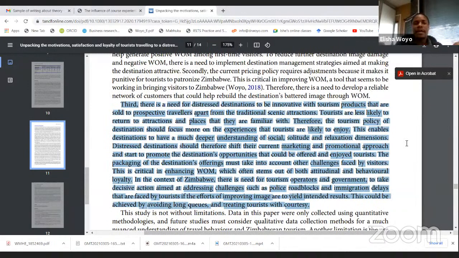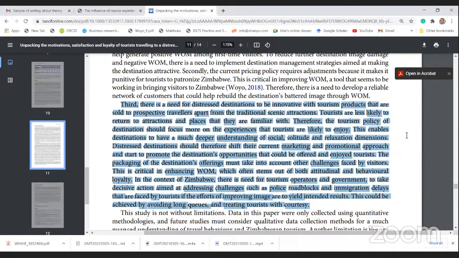Where we are saying there is need for Zimbabwe, for instance, to be innovative with tourism products that are sold to prospective travelers, apart from the traditional scenic attractions. Apart from people going to the Matopos, what else can they see? I think that is the concern of your study, right? Yes. Because those villages are right in the Matopos, but you don't get tourists venturing because there's no communication or marketing.